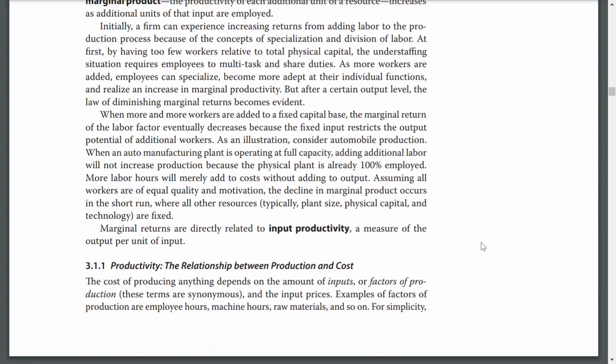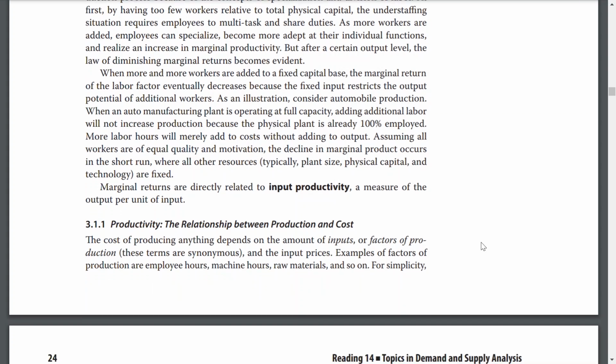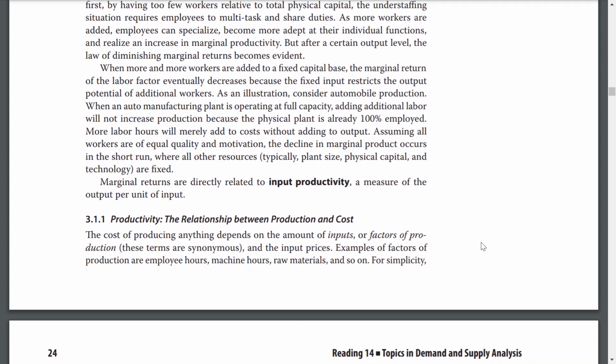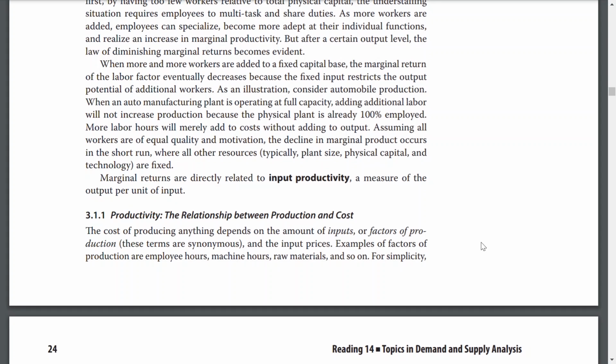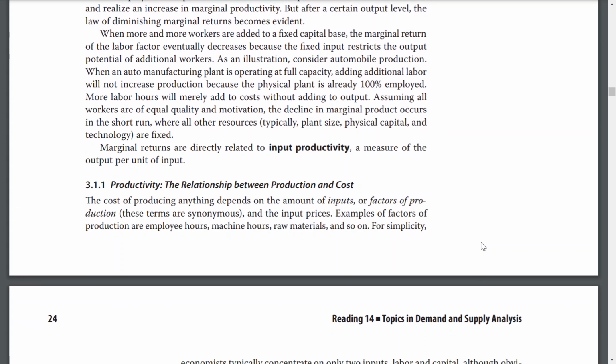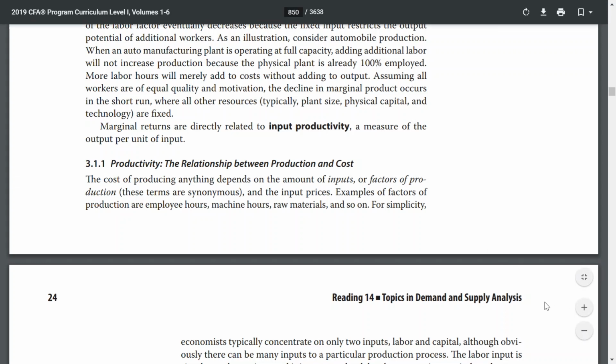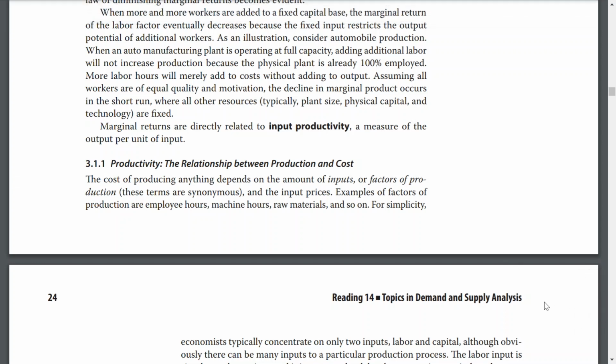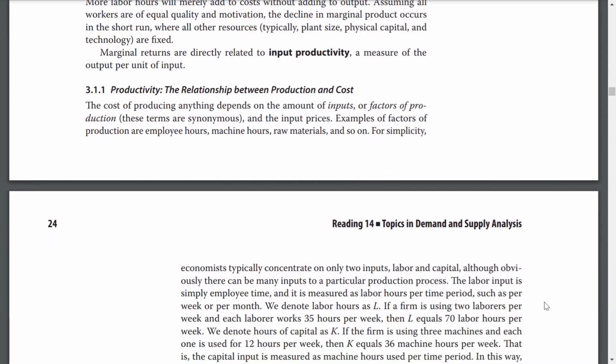As an illustration, consider automobile production. When an auto manufacturing plant is operating at full capacity, adding additional labor will not increase production because the physical plant is already 100% employed. More labor hours will merely add to cost without adding to output, assuming all workers are of equal quality and motivation. The decline in marginal product occurs in the short run, where all other resources, typically plant size, capital size, and technology, are fixed. Marginal returns are directly related to input productivity, a measure of the output per unit of input. 3.1.1 Productivity, the relationship between production and cost.